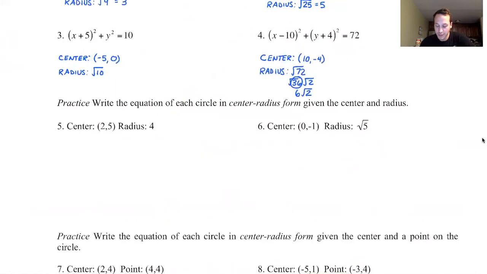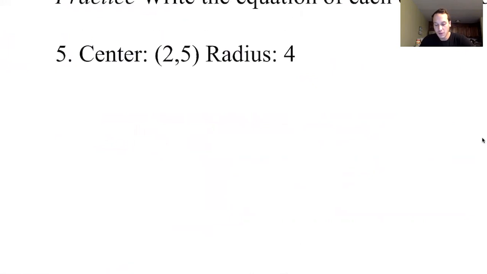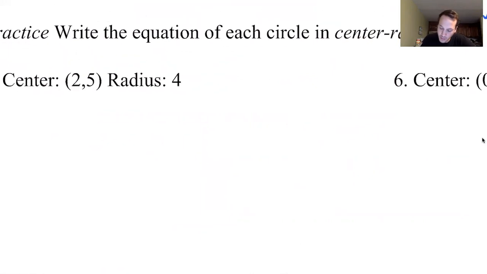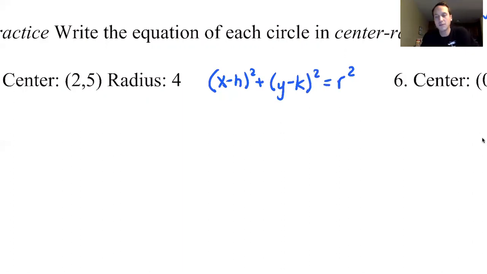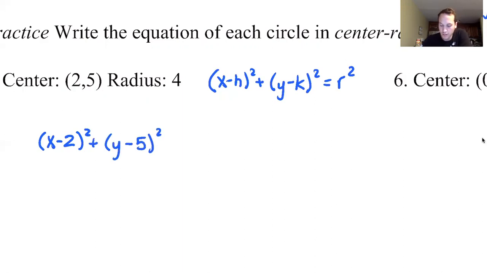Okay? Also from geometry, I can ask you to write your own. Well, if I remember, my equation is x minus h squared plus y minus k squared is equal to r squared. So I take the opposite of the center coordinates and I square the radius. X minus 2 squared plus y minus 5 squared is equal to 4 squared.